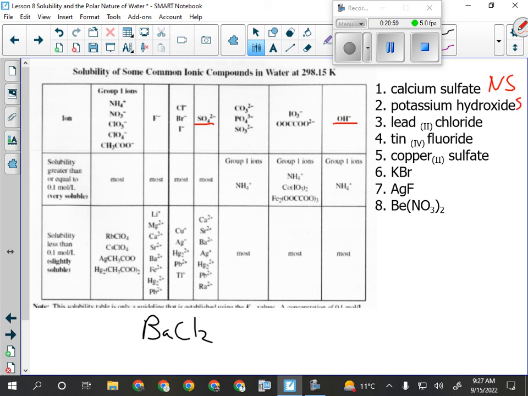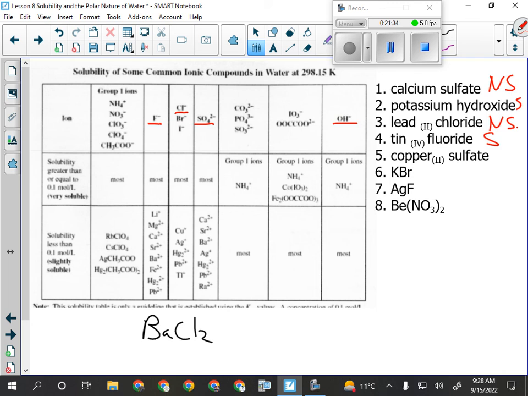Okay, lead 2 chloride. Here's chlorine, soluble with most things, but not copper, silver, mercury 2 plus, or lead 2 plus. So this would not be soluble. All right, tin 4 fluoride. Here's fluorine, soluble with most, but not with lithium, magnesium, calcium, strontium, barium, iron, mercury, or lead. So that one is soluble.